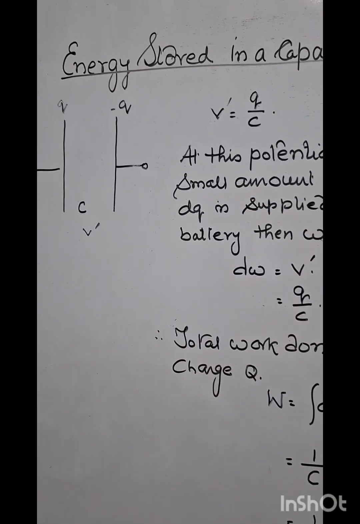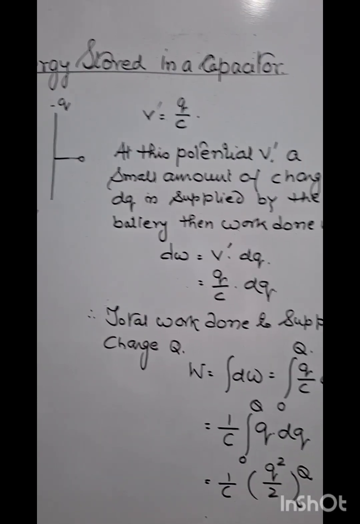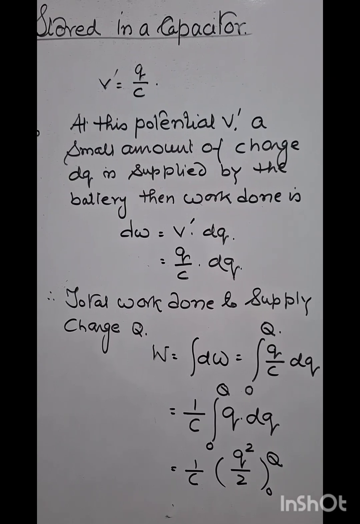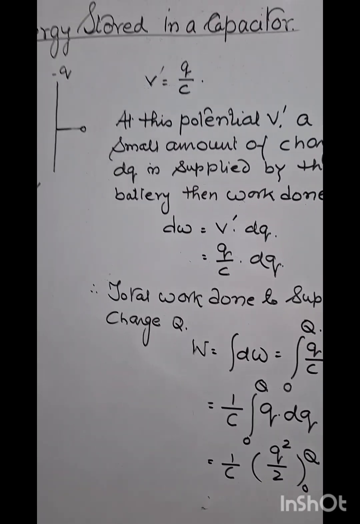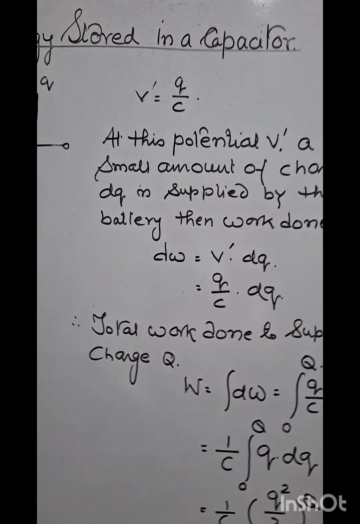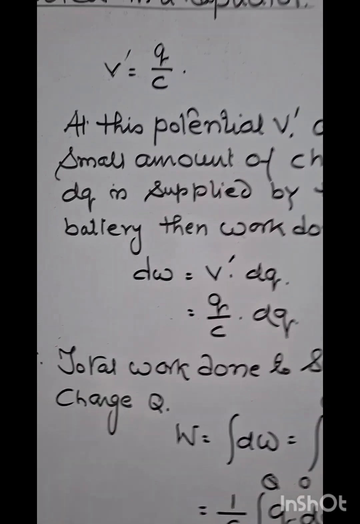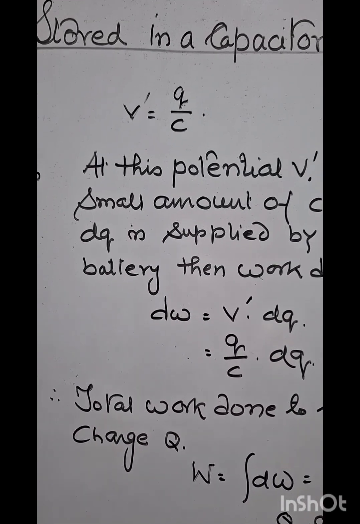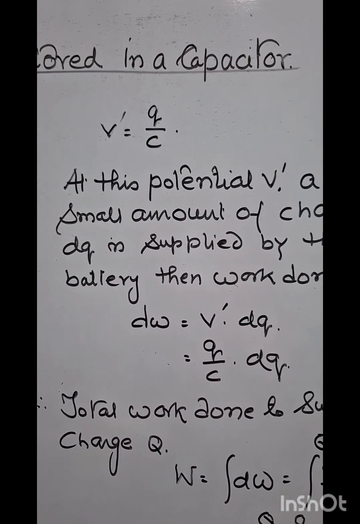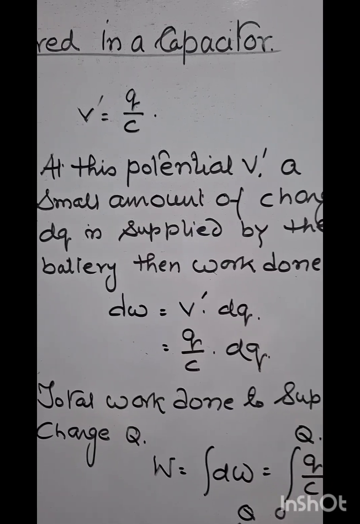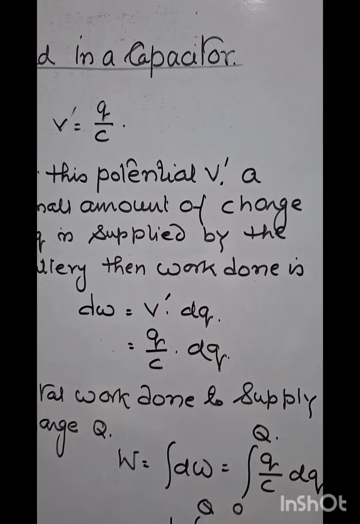We consider a capacitor of capacitance C. Initially, there is no charge on the plates of the capacitor. When charge is supplied step by step, at an instant of time the potential difference across the plates of the capacitor is V', that is equal to Q upon C. Q is the charge on the plates of the capacitor.